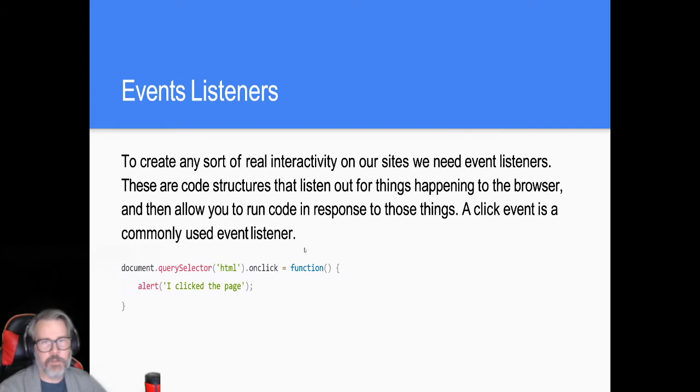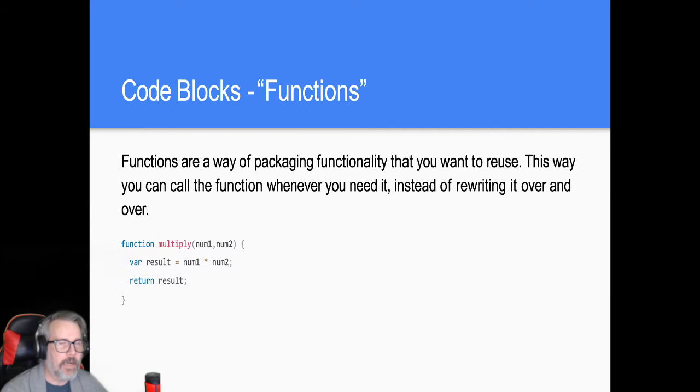Here, in the example they give, we have document.querySelector. This is JavaScript. Over here we've got HTML. So if something happens in the HTML and it gets clicked, then this function will run, where an alert box will pop open and say, I clicked the page. Let's move on to the next thing. Again, these things will be more apparent once we actually put them into practice. I don't expect you to be a JavaScript coder or anything like that, but I want you to be familiar with these things so you can dabble with it at least a little bit.